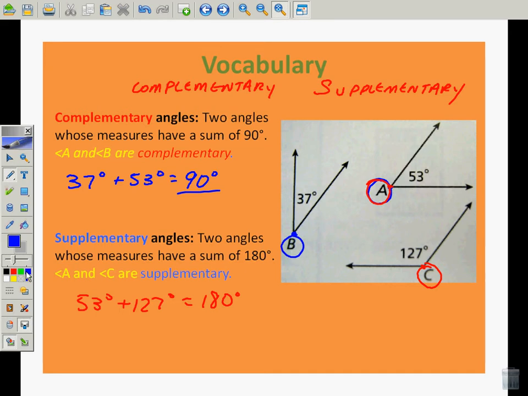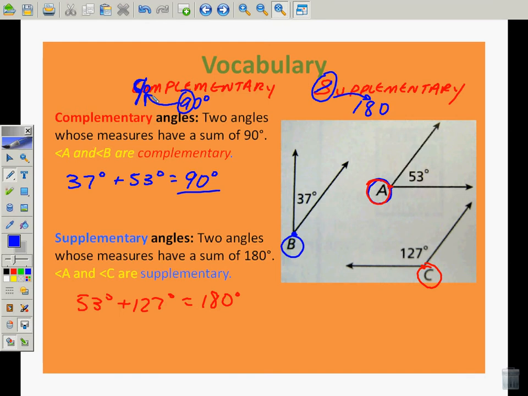If I took the C in complementary and I just added a tail, wouldn't it be a 9 for 90? And if I took the S in supplementary and I just added a little tail, wouldn't it be an 8? So complementary, they're 90. Supplementary, they're 180. So the 8 is in there, and the 9 is in here. Okay? That's kind of a way you can remember them if you have trouble just rote memorizing that.